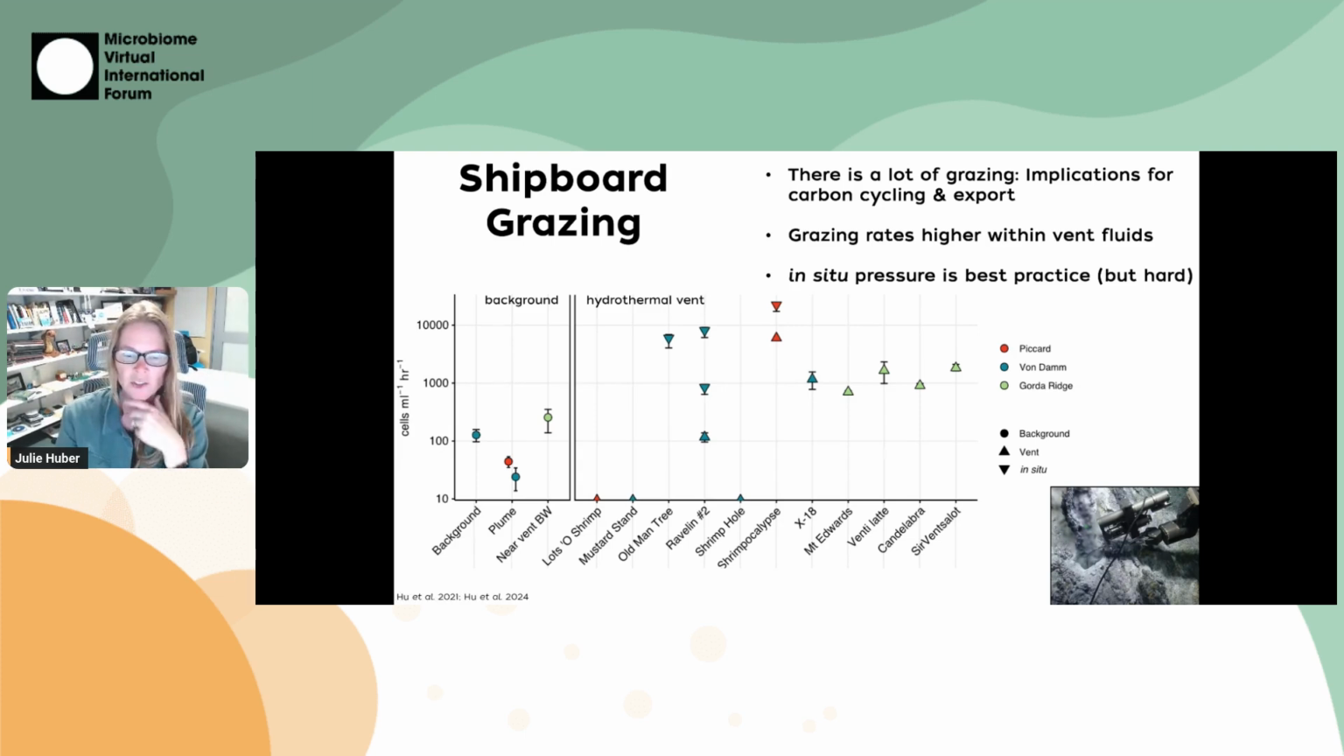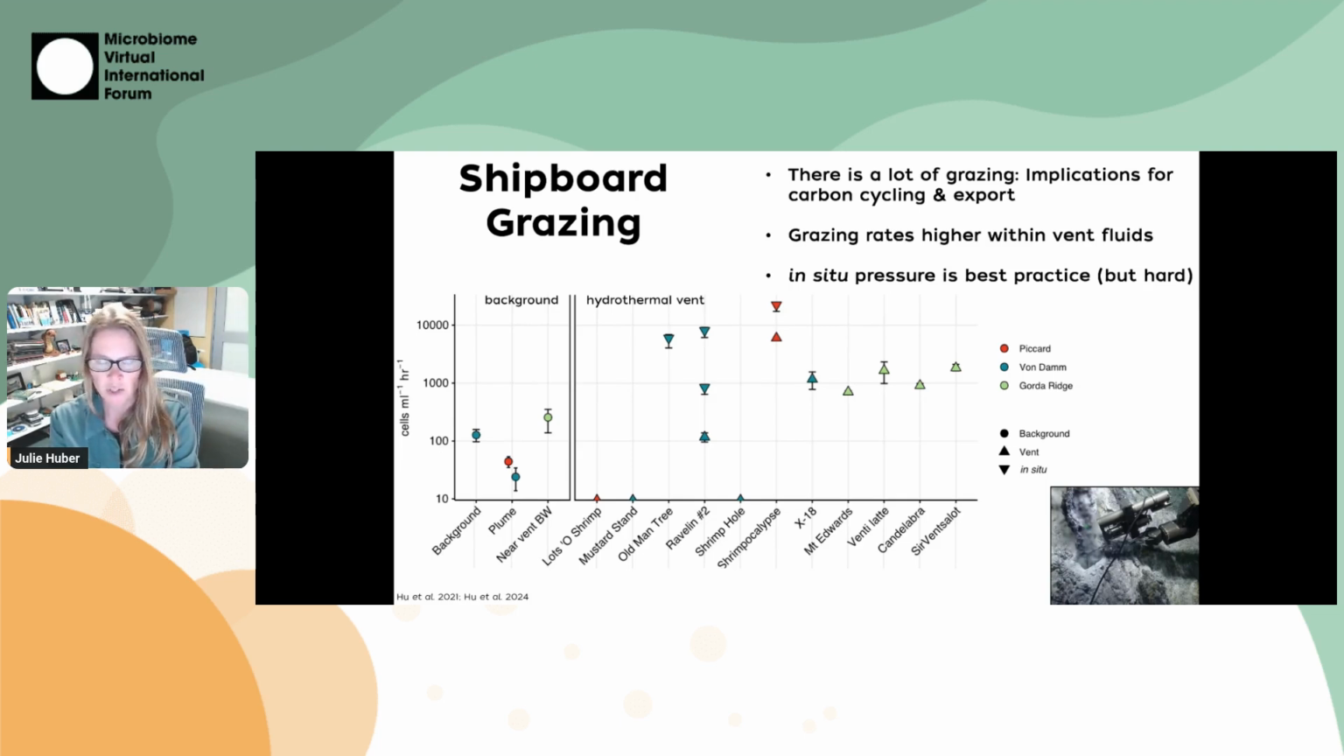And what this plot is showing is the rates of grazing over on the left. This is cells per mil per hour consumed. This is background seawater on the left. You can see the rates of grazing, and then all these measurements here are in these mixed fluids coming out of the seafloor. And so you can see these are really hot spots of grazing compared to the surrounding ocean, which makes sense given these are also hot spots of primary production.